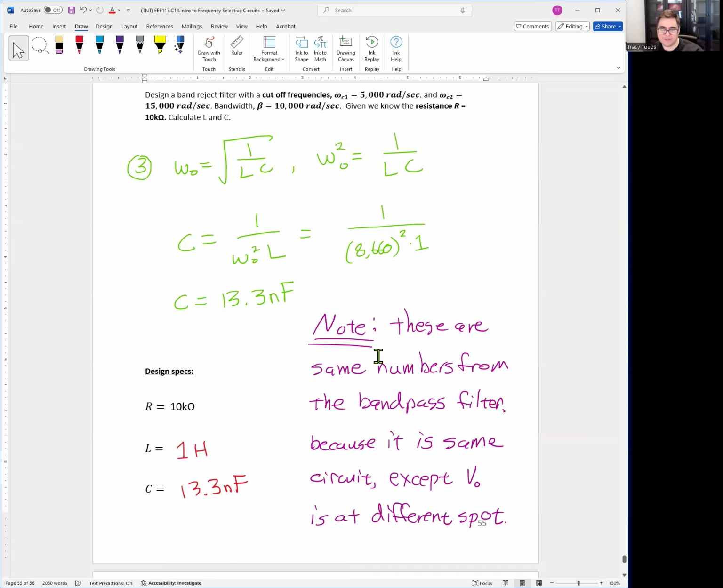Okay, note that these are the same numbers as for the bandpass filter. The only difference is that V out is in a different spot. So that's one of the nice things: if you design a bandpass filter, you can actually have the band reject filter right then and there if you need it as well. So it's one circuit that does both things. It's just a matter of which function you want today.